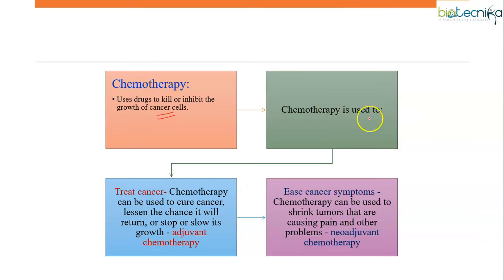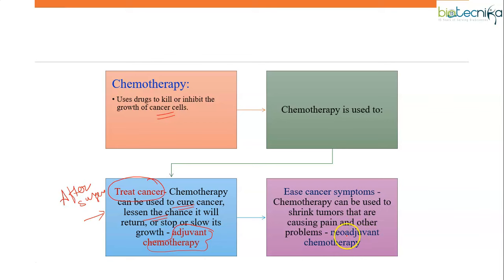So chemotherapy is used to treat cancer. We call it adjuvant chemotherapy. That means here the chemotherapy is used to cure cancer, lessen the chance it will return, or stop or slow its growth. This adjuvant chemotherapy is usually administered after the surgery, right, to kill any remaining cancer cells with the goal of reducing the chances of their recurrence.